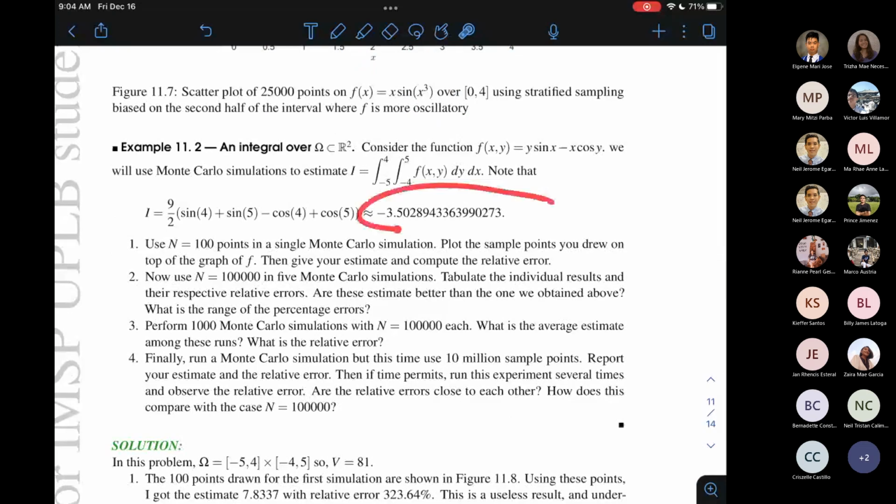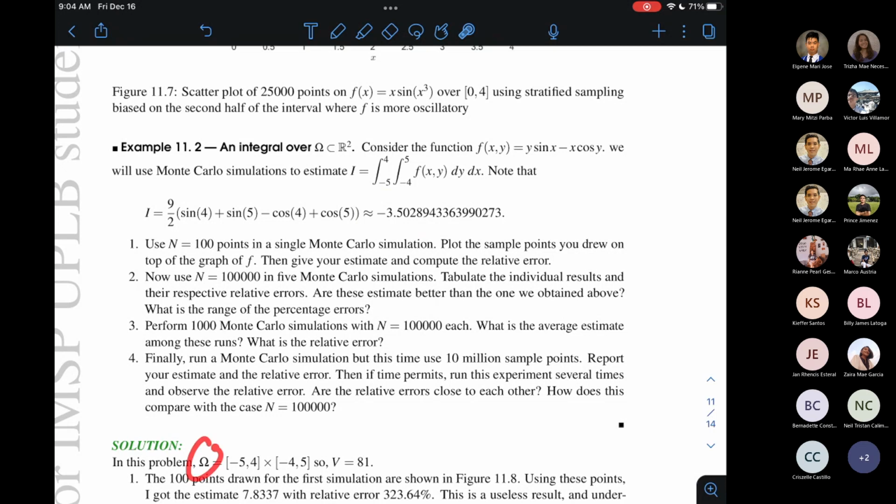So yeah, this is the exact value if you'll do multiple integrations. So you're going to get negative 3.5. Pero magmo-Monte Carlo simulations tayo rito. Okay. But first, let's take note of the size of omega.